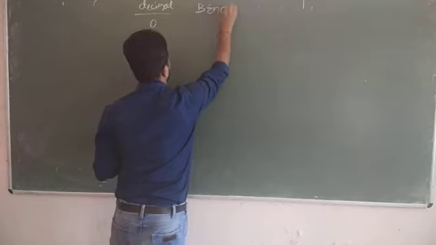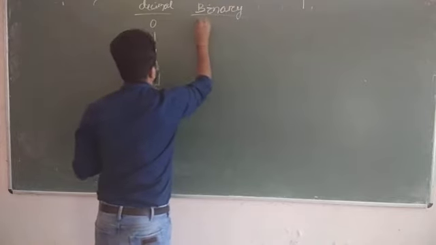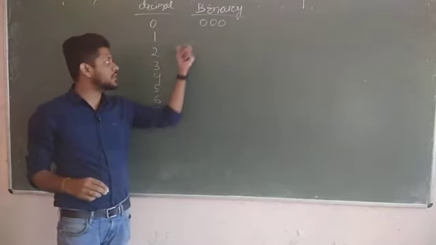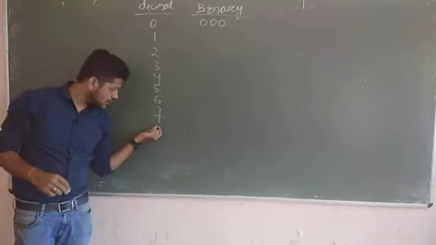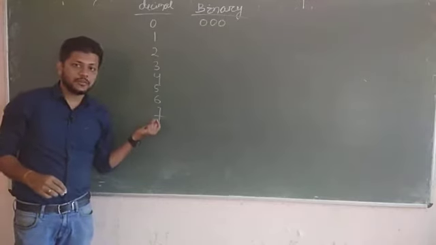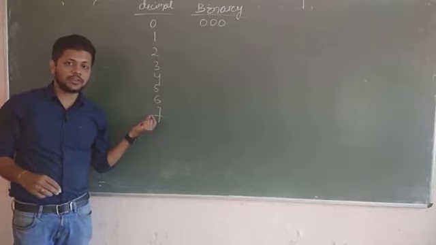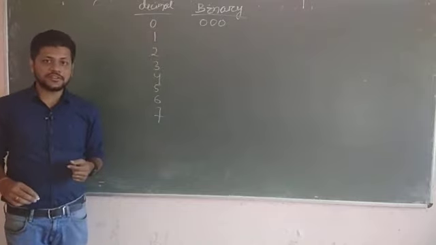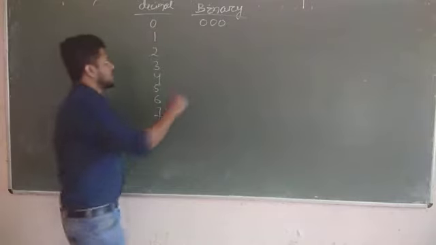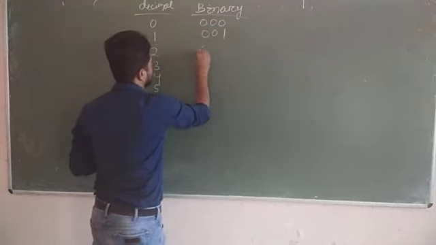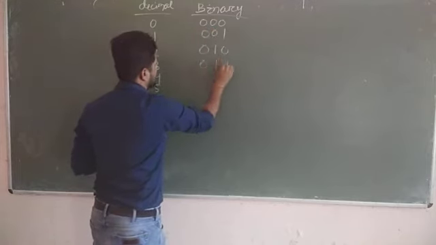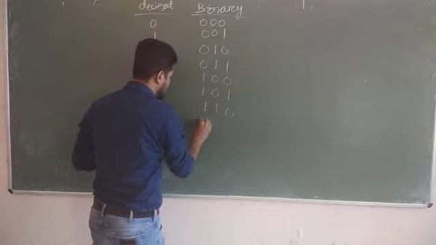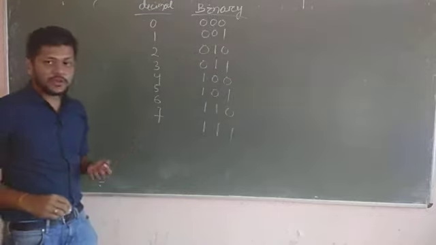Then I will write the binary numbers directly. We can verify that: 000. Each decimal number I am going to represent in 3 bits. Why 3 bits? Because the maximum number I have written is 7. So 2 to the power n must be greater than 7. If n is equal to 3, then 8 is greater than 7, which satisfies. Hence each number is represented by 3 bits. Then 001, 010, 011, 100, 101, 110 and 111. So this is the corresponding binary.